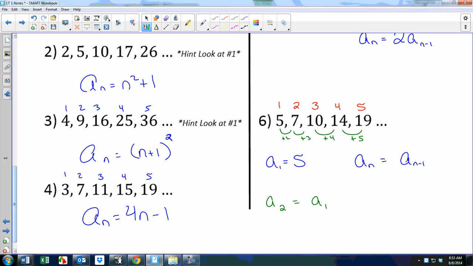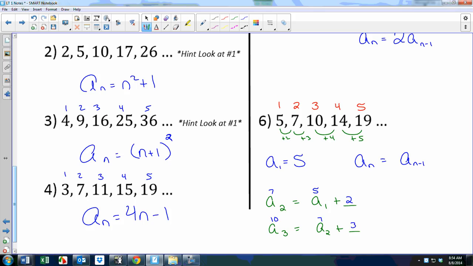How do I get a 7 from the first term, 5? Well, what am I going to have to add to the first term? I'm going to have to add 2, right? That's a 7. That's a 5. I'm going to put one more up there. The third term. Its previous term is the second. So what are you going to have to add to the second term, which is a 7, to get the third term, 10? That's a 10. That's a 7. You're going to have to add 3.